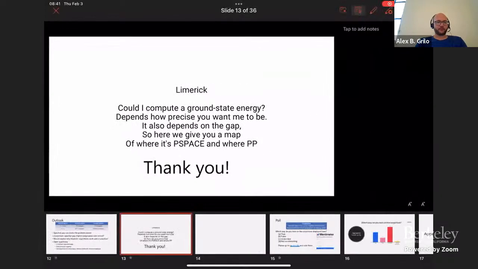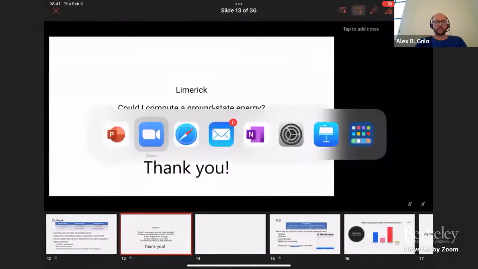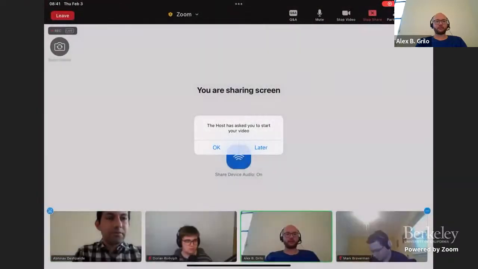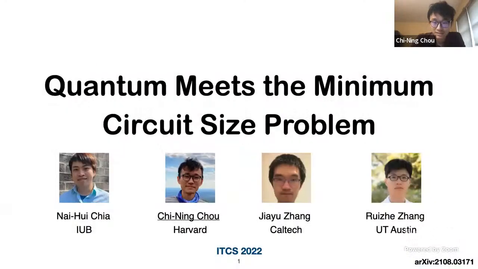So now we move to the second talk, and we have Chi-Ning Chou, who will tell us about quantum meets the minimum circuit size problem. Hi. Oh, yes, I can share screen now. Okay. Hi, everyone. Can you hear me clearly? Yeah, I think it's pretty good. Right. And hello, everyone. I'm Chi-Ning from Harvard. And today I'm going to talk about this joint work with Nai-Hui, Jiayu, and Ruizhe on quantum meets the minimum circuit size problem. Also, I cannot keep track of time, so let me know if I only have 1 minute left.